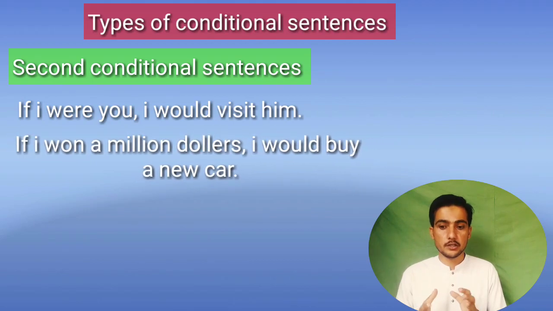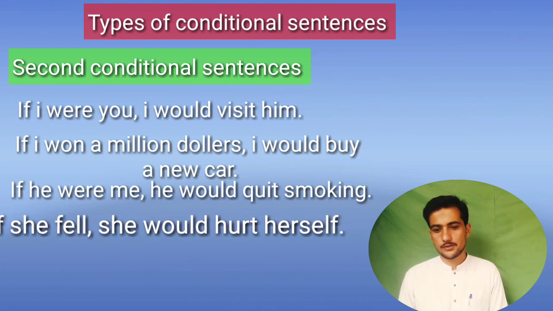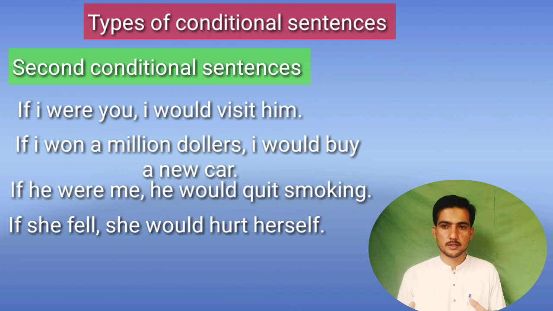If I won $1 million, I would buy a new car. So you can see here it is again an imaginary situation. If he were me, he would quit smoking. If she fell, she would hurt herself. So these are imaginary situations. We can say that mostly we use these sorts of sentences in our native language as well. We say that if I were you, I would do this thing and I would do that thing. So it is a kind of imaginary situation.